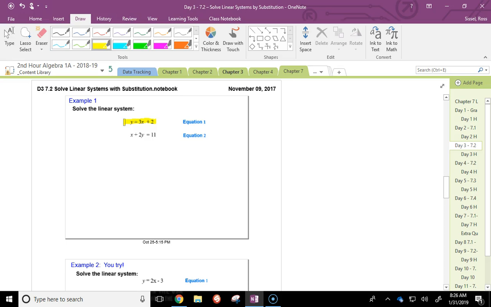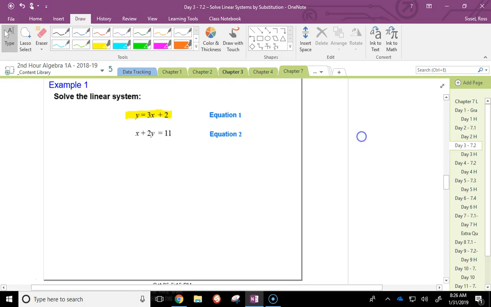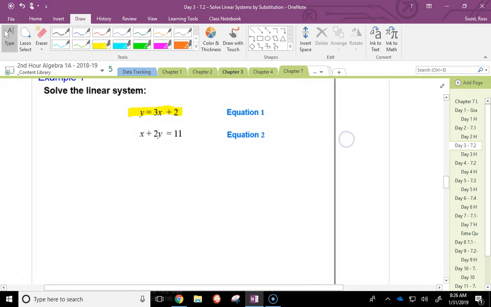So if we look at this one, I have the 2 equations, y equals 3x plus 2, and x plus 2y equals 11. Well, the nice thing is the first one that I've highlighted, it's already done for me. Y equals. So when I look at this, I know I can substitute 3x plus 2 for y. And hopefully that's all starting to make sense for you. Y is whatever 3 times x plus 2 is, that's what y equals.